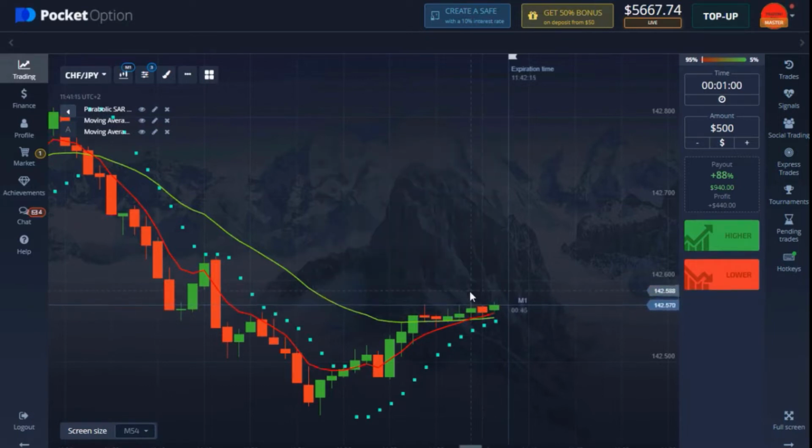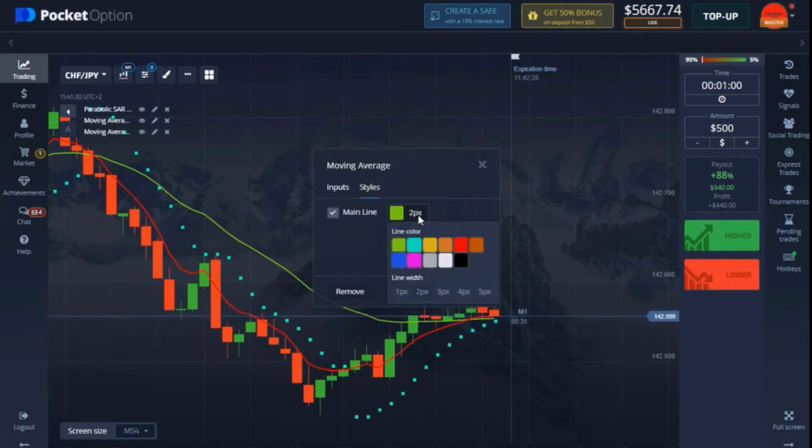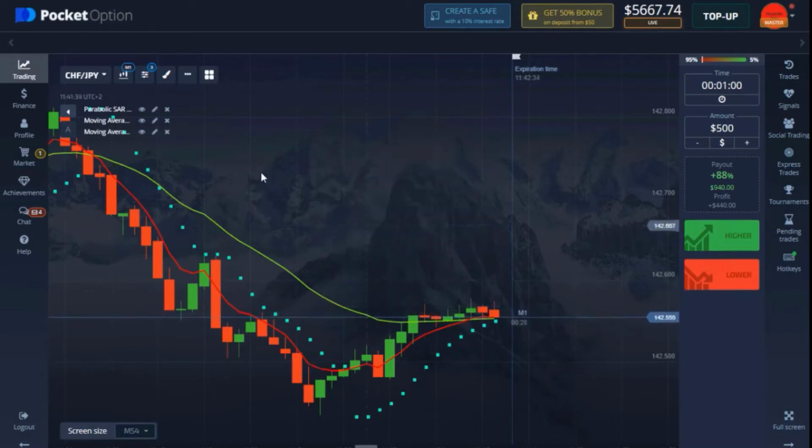The second indicator we're using is called moving average, with a period of 25. The moving average here is EMA. We're using EMA, not SMA. On the style part here I use a bicolor, don't forget that. Of course I also take this on 2 pixels. When you're done, you hit save. So we're actually using 2 moving averages.